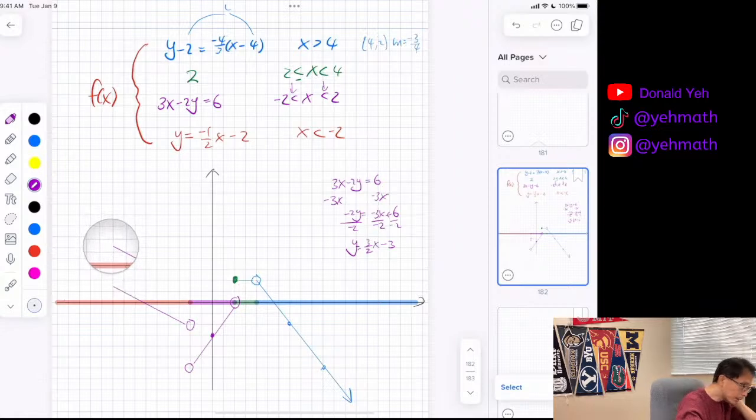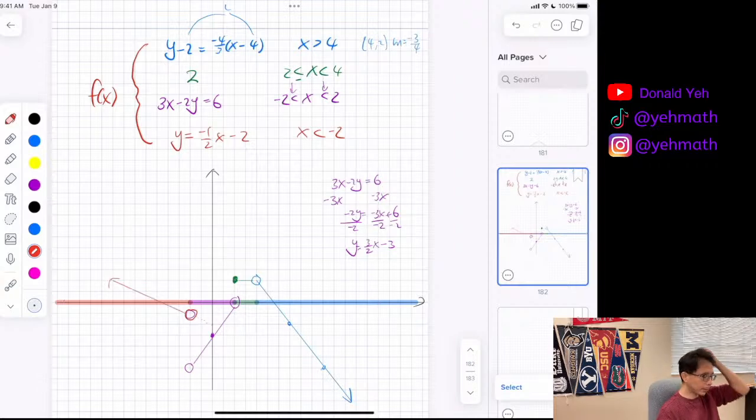Sorry. Negative 2. Oh, no, I did it wrong. Negative 2 is going to be right here. This is a red line, because if you trace back, it's going to be right here. So there you go. That's my piecewise graph.